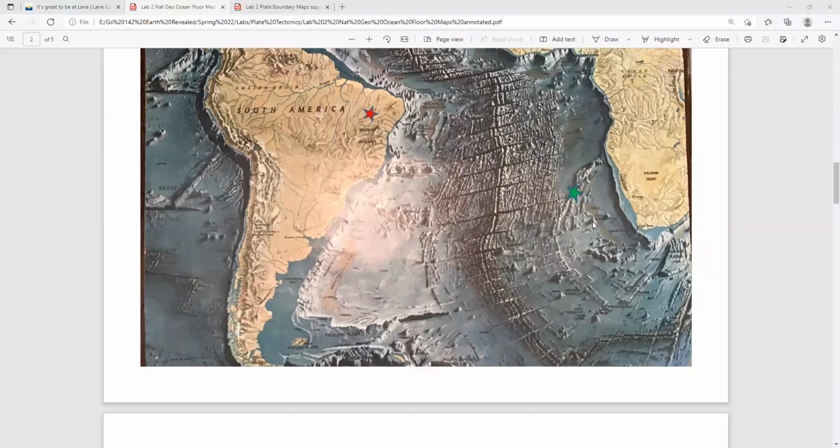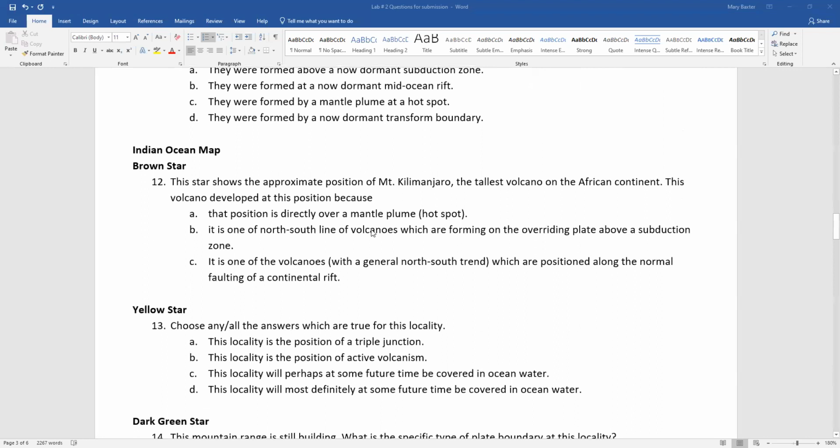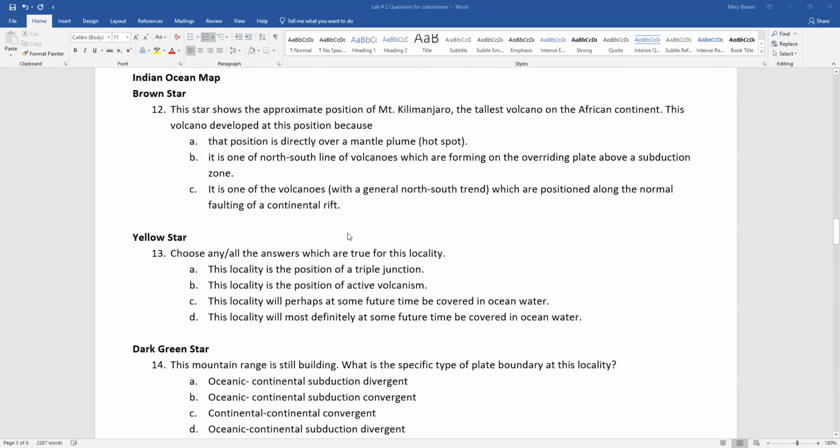Now, whether any of these, they're calling them seamounts, whether any of them are even tall enough to be islands, I don't think so. Okay. So I'll let you think about that one, answer that one. Now we're going to go on to the Indian Ocean.